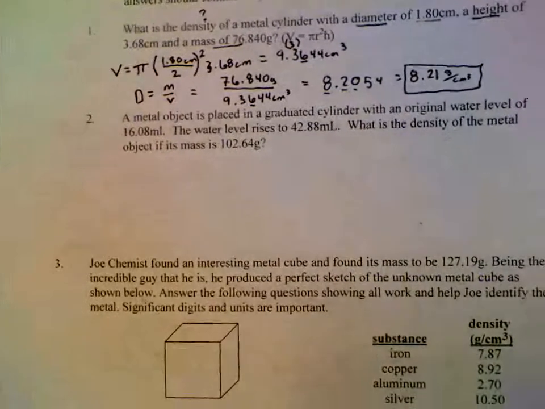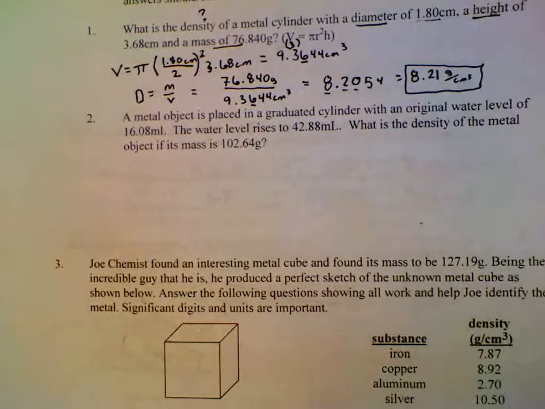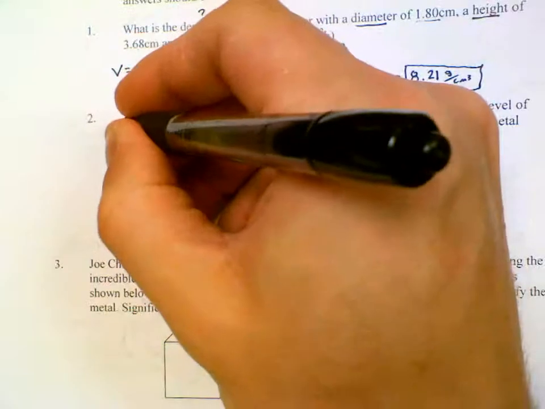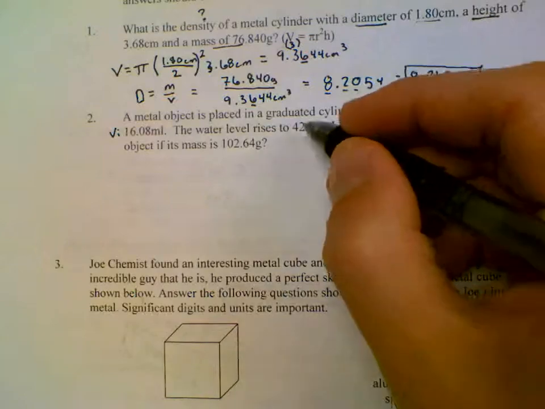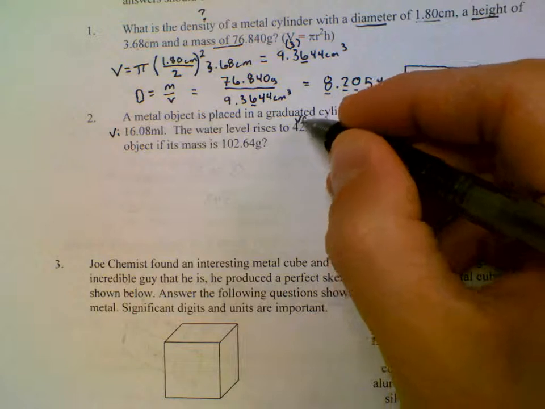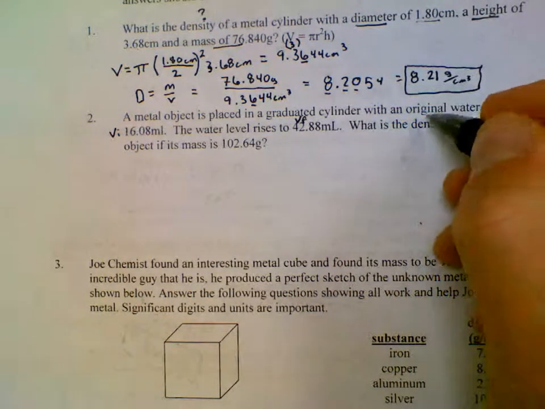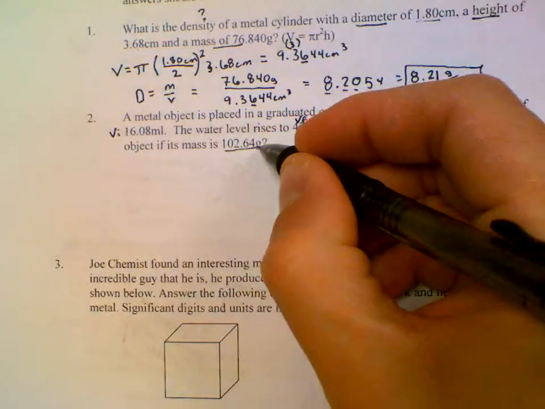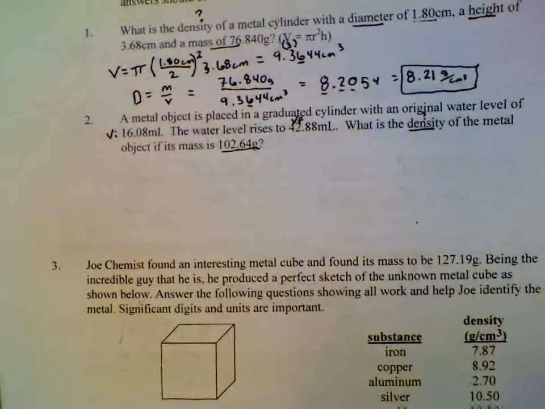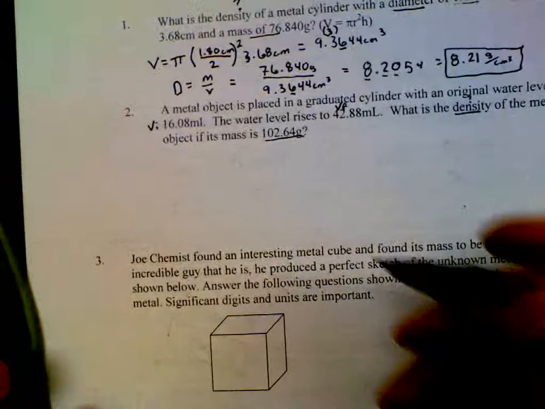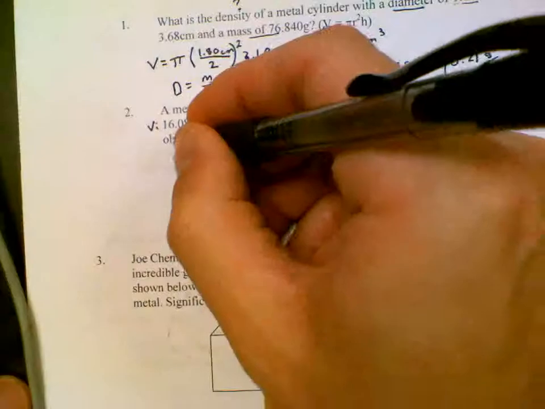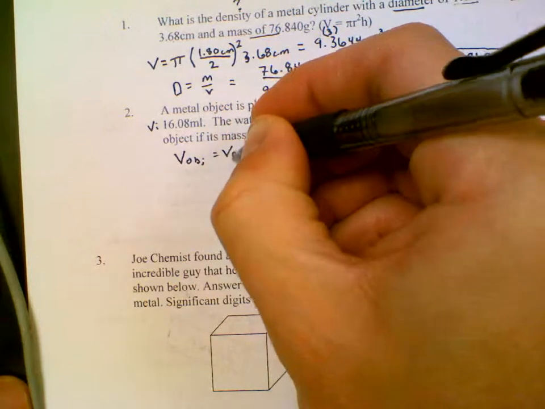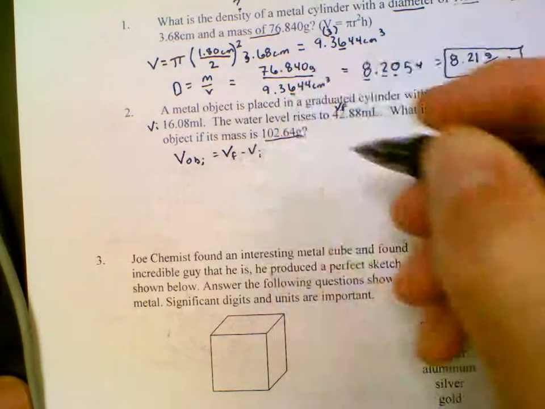A metal object in a graduated cylinder with an original water level of this is VI, initial volume. After the object is in there, it's VF. What is the density, it's a question mark, of the metal object if its mass is this? So again, we're trying to find a density, but we need a volume of our object first. The object was VF, that's VI.